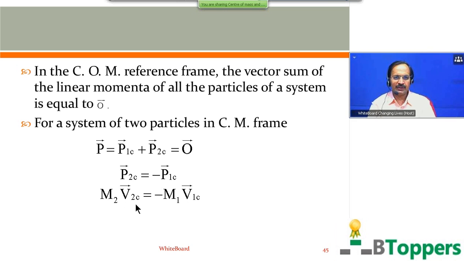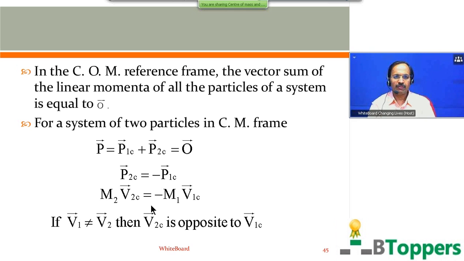We can write m2 V bar subscript 2c equals minus m1 into V bar subscript 1c. Of course, it is understood that V bar subscript 1c represents the relative velocity of the first particle of mass m1 with respect to the center of mass system of the two particles. V bar subscript 2c represents the relative velocity of the second particle of mass m2 with respect to the center of mass system of the two particles. So if V1 bar is not equal to V2 bar, as explained previously, then V bar 2c is opposite to V bar 1c.